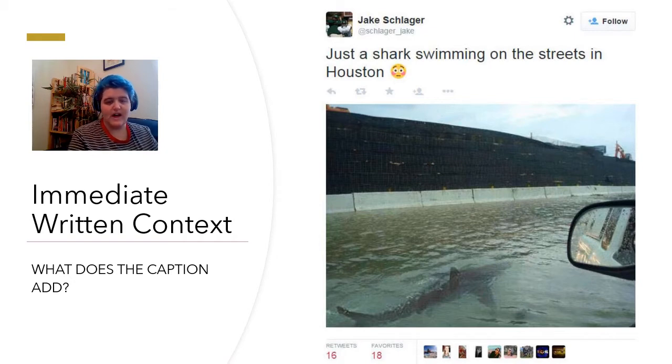And I will add some oral context for you, some verbal context, that this was posted immediately after a major hurricane flooded Houston. Okay, so we have a shark swimming on the streets in Houston right after it's been flooded by a hurricane.